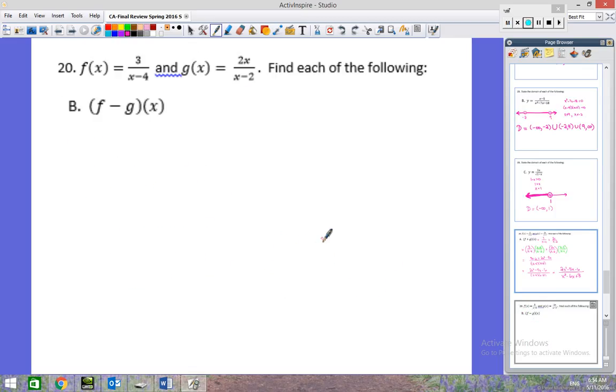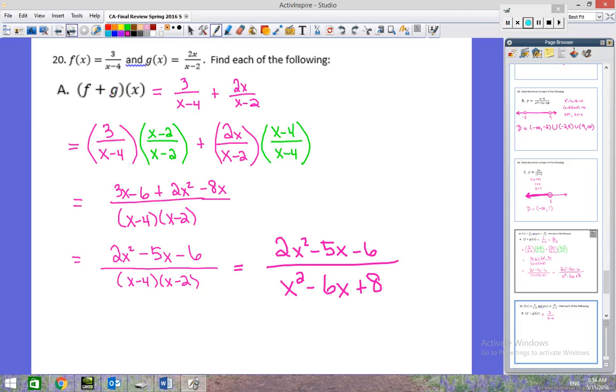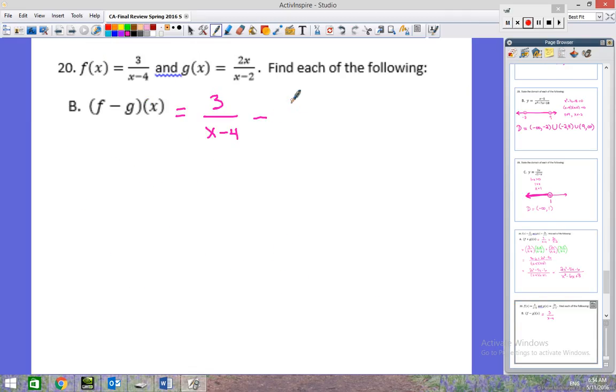Alright, so it's the same idea here. We're given these same two functions. We're asked to create a new function. The name of this new function gives us a way to build the new function, and that's through subtraction. So we've got this 3 over x minus 4, and last time it was addition, and this time it's subtraction.